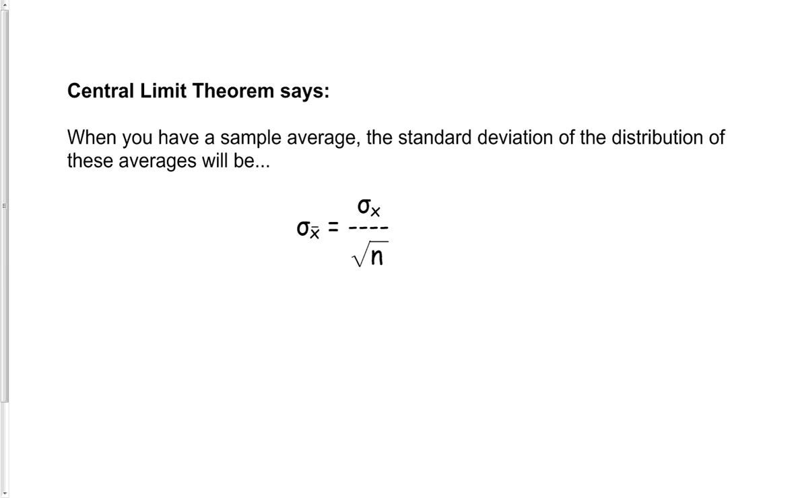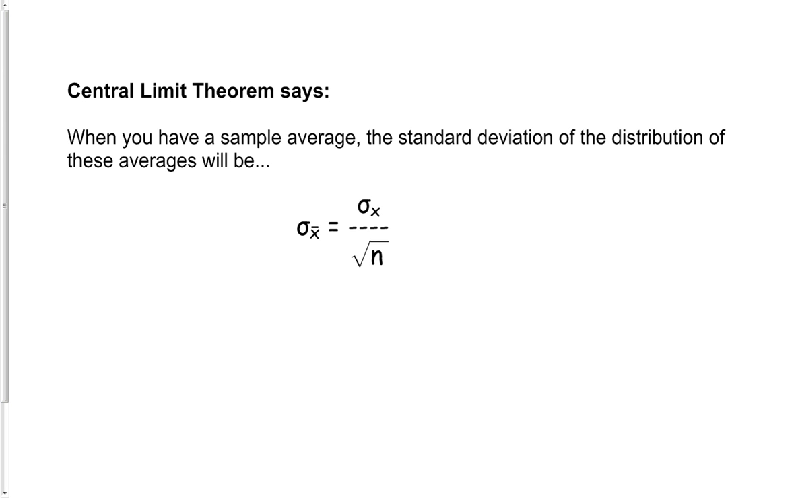Now we're going to take a look at finding the area under normal curves when we are dealing with a sample average. So we're going to take the central limit theorem into account to help us out here. Whenever you have a sample average, the standard deviation of the distribution of these averages is not going to be the standard deviation that they give you, but instead you're going to have to calculate a new one.